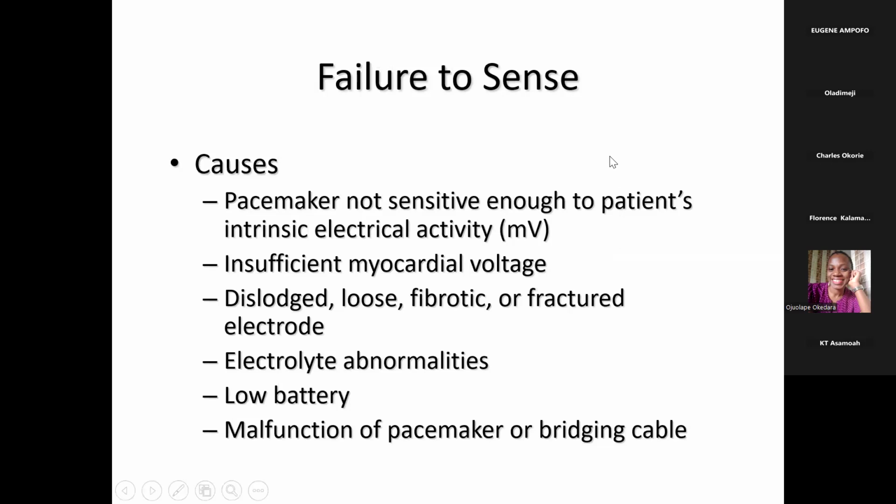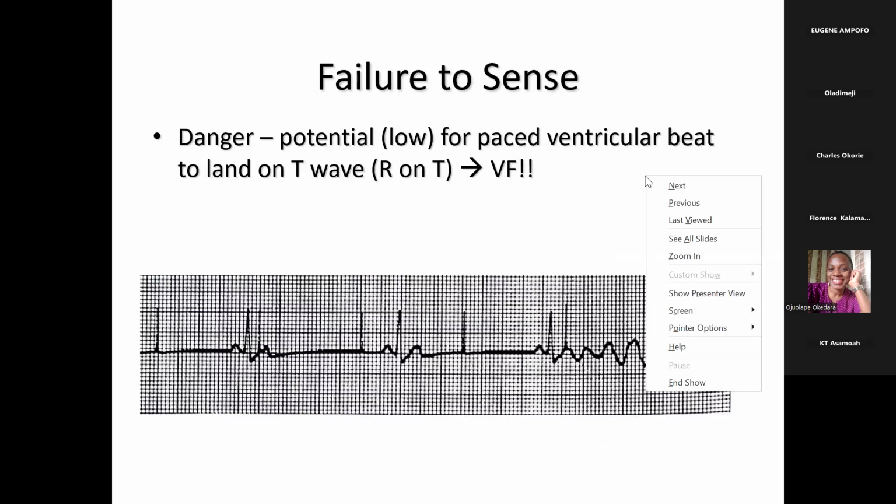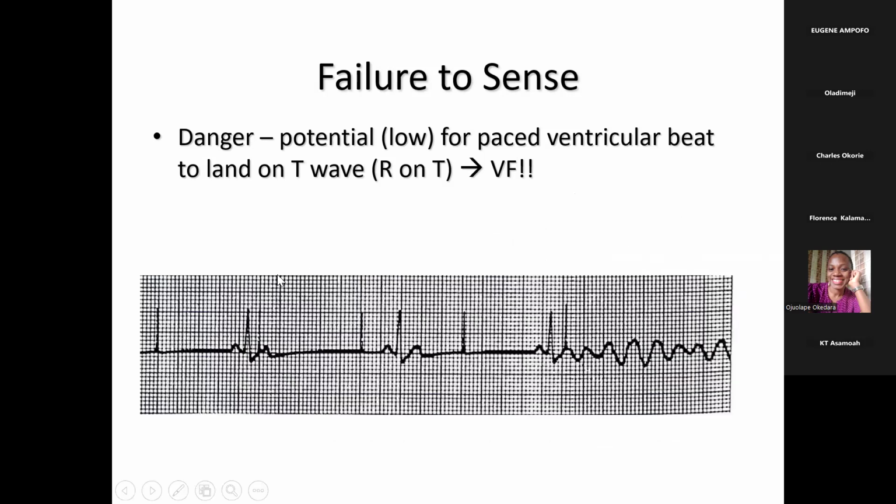So I want us to round up here because of time. So one last thing I want to show us is this. When there's a problem with sensing and the pacemaker is just pacing and pacing and pacing, there's a time you can pace on a T wave and you have an R on T and you're going to VF. So anytime there's a problem with sensing or a problem with pacing, that patient should be revisited either for proper programming or they revisit the leads and the battery.